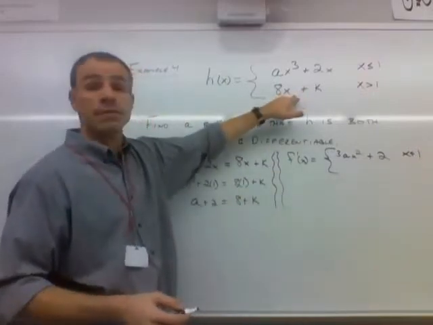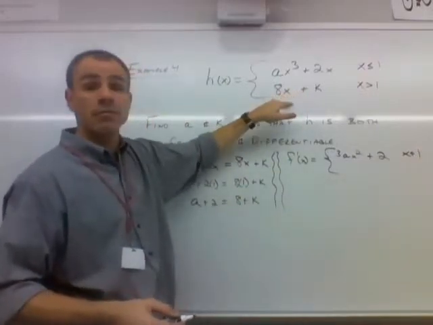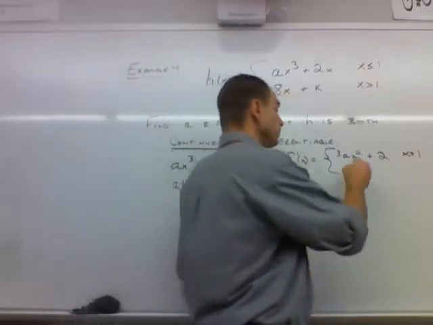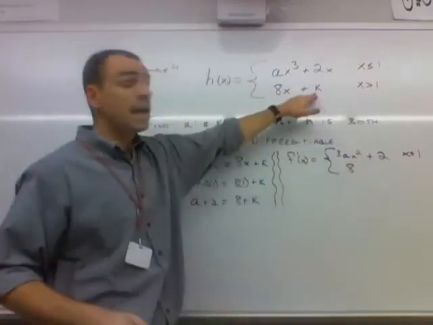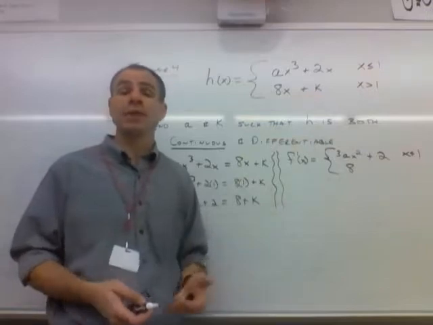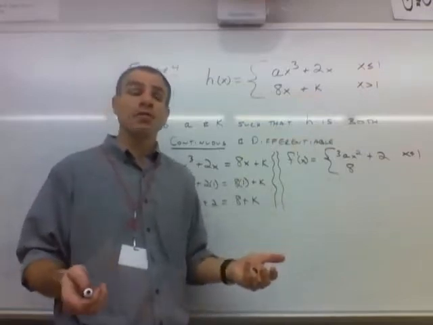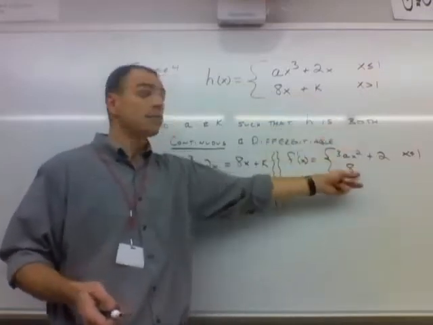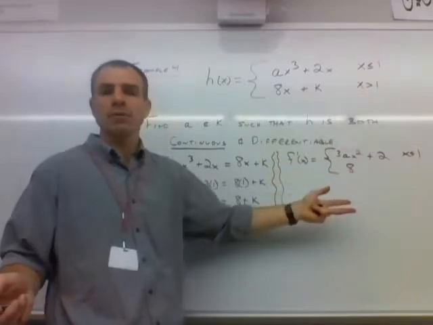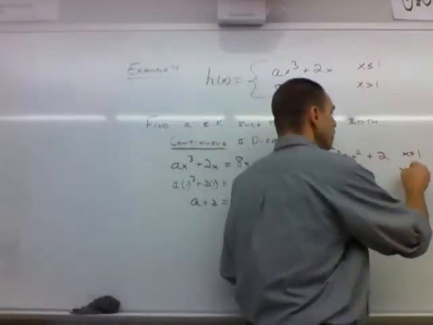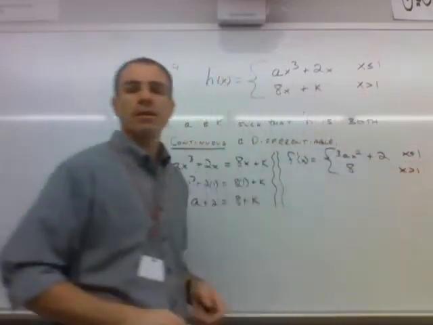Now we take the derivative of the second half. 8x. The derivative of 8x is just 8. K is a constant. It's a number. We're trying to figure out what that number is. Constants always derive to 0. So k derives to 0, which means we don't even need it there. And that's valid for when x is greater than 1.